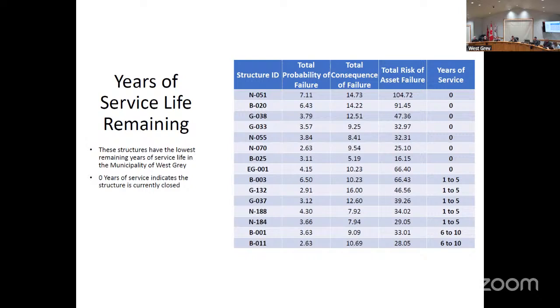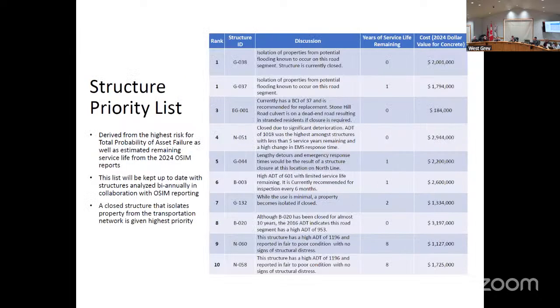So we'll move on to the structure priority list slide. Okay, so this list here is derived from the highest risk for total probability of asset failure, as well as estimated remaining service life from the 2024 OSIM reports. This list will be kept up to date with structures analyzed biannually in collaboration with OSIM reporting.